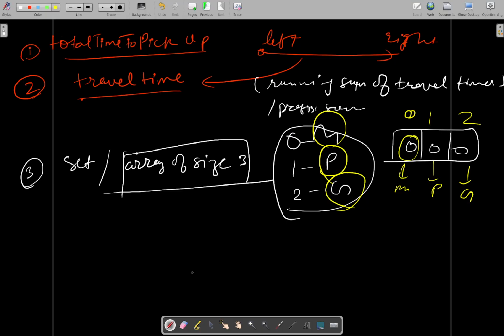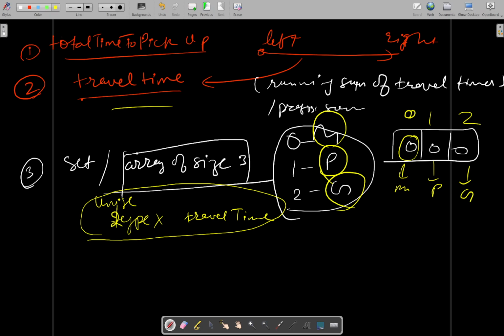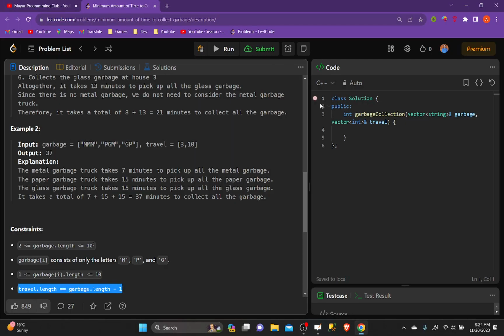So this is how we will do it. Then you will be multiplying your travel time with the types of garbage that a house is having, unique types into travel time, and for each house you will be adding this value to the total time also. So without further delay, let's quickly implement the solution.